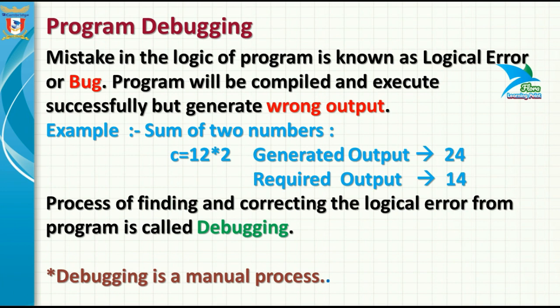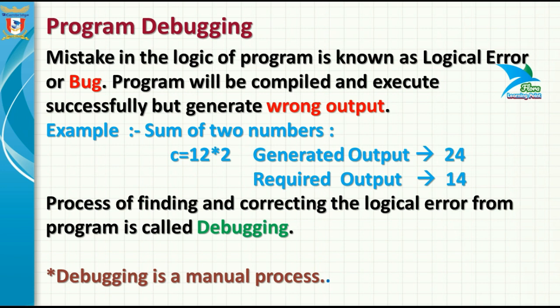As we discussed in previous sessions also, a mistake in the logic of a program is known as a logical error or bug. A program will compile and execute successfully but generate wrong output. So due to a logical error in a program, your program will run successfully but generate wrong output because of the wrong logic in that program. The process of finding and correcting the logical errors in a program is called debugging.